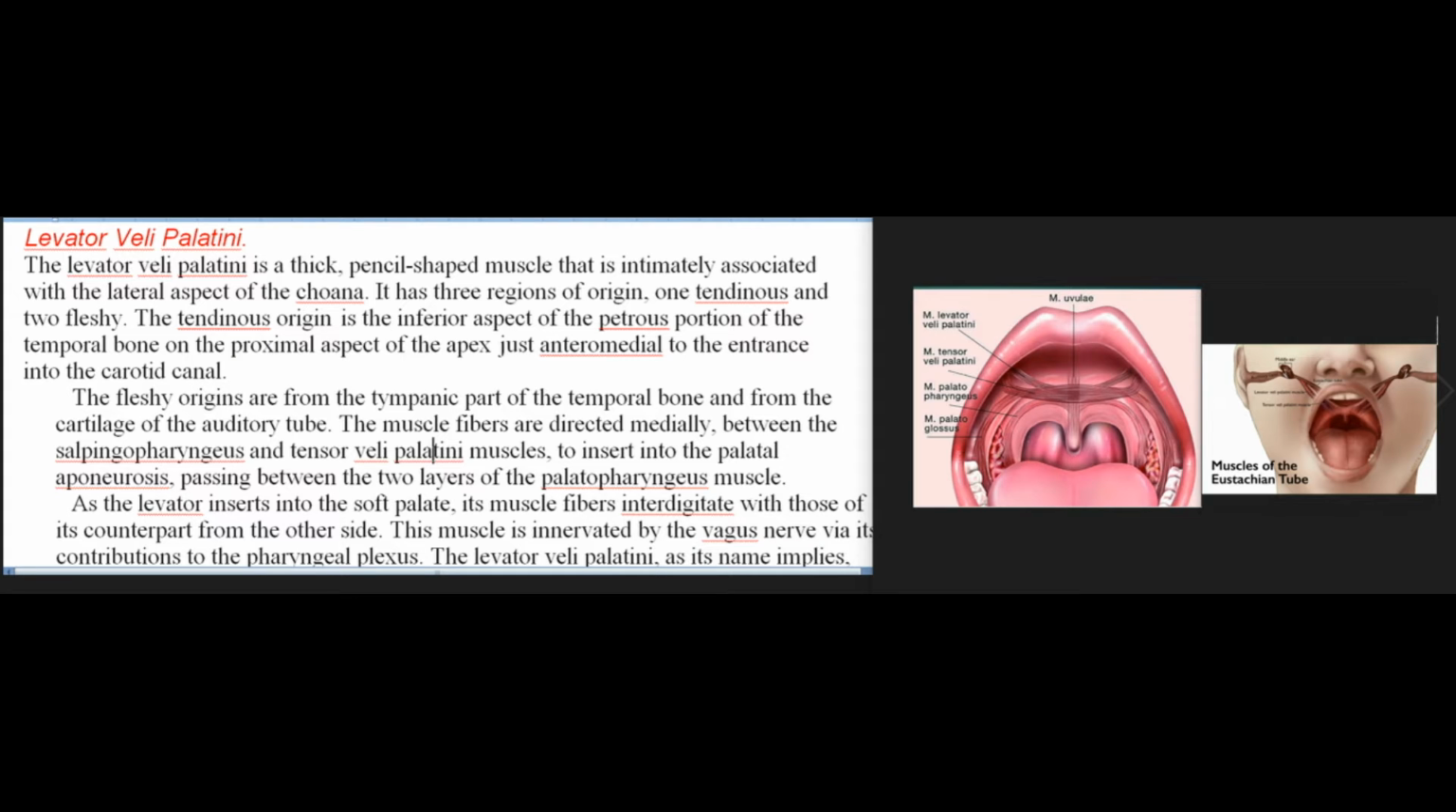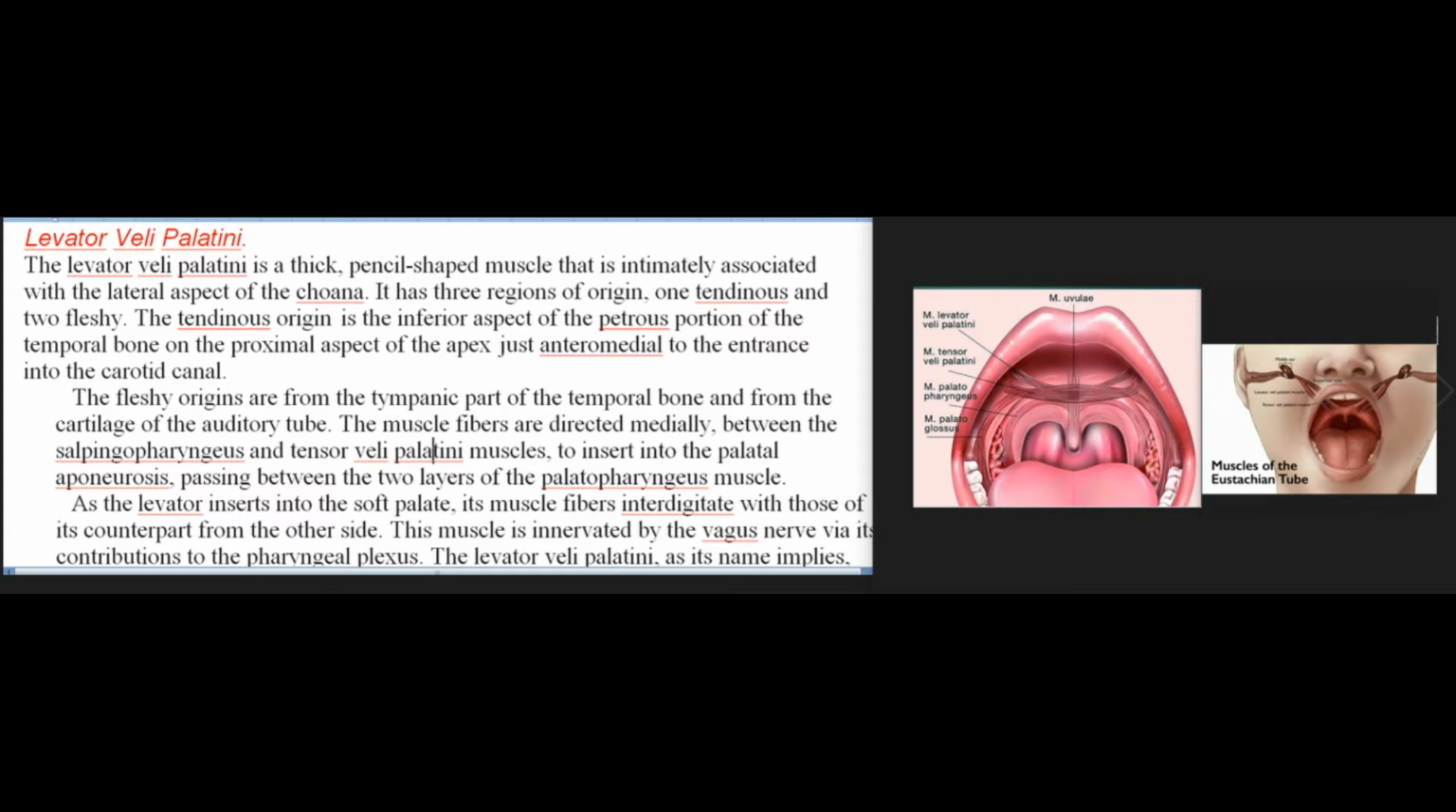Levator veli palatini. The levator veli palatini is a thick, pencil-shaped muscle that is intimately associated with the lateral aspect of the choana. It has 3 regions of origin, 1 tendinous and 2 fleshy. The tendinous origin is the inferior aspect of the petrous portion of the temporal bone on the proximal aspect of the apex just anteromedial to the entrance into the carotid canal. The fleshy origins are from the tympanic part of the temporal bone and from the cartilage of the auditory tube.